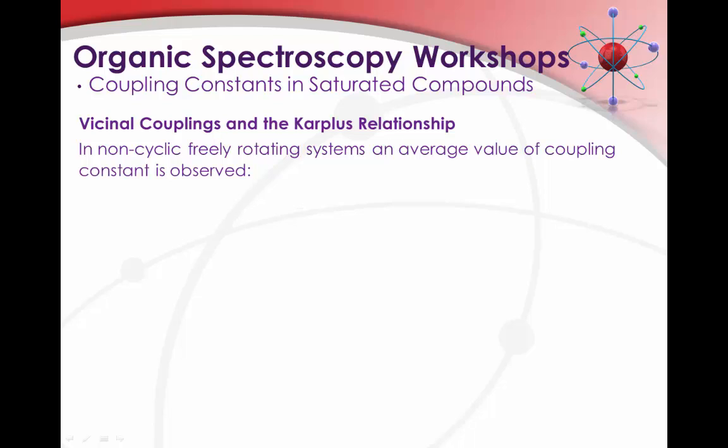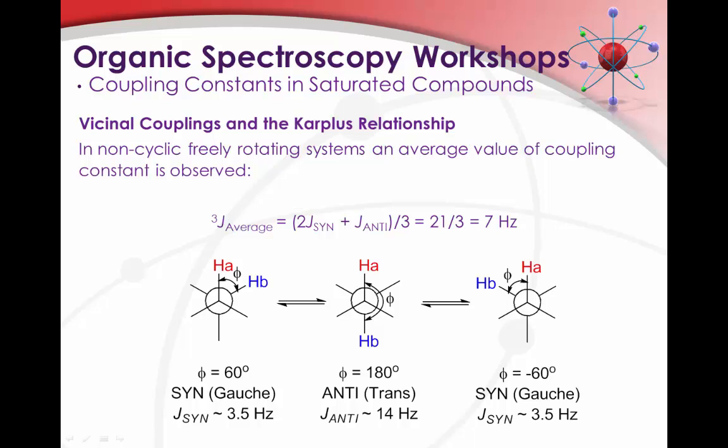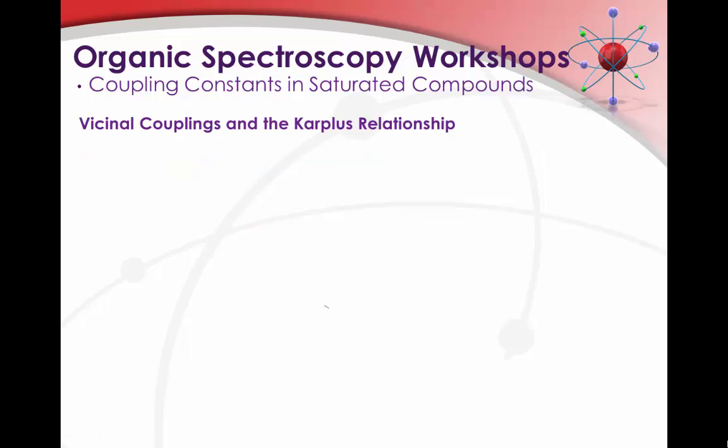When we have freely rotating carbon-carbon bonds, like in a straight chain alkane for example, the coupling constant observed will be an average value, as the dihedral angle between vicinal hydrogens will be constantly fluctuating at room temperature. This is illustrated here by the appropriate Newman projections. However, this is not the case in all systems.